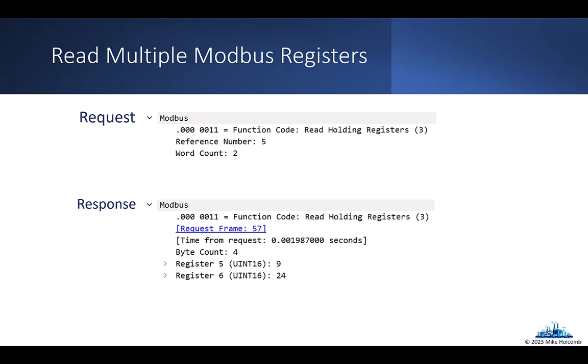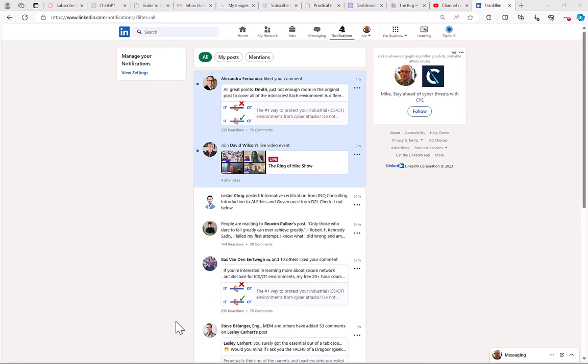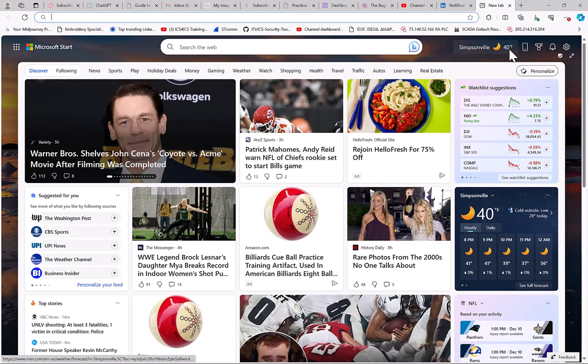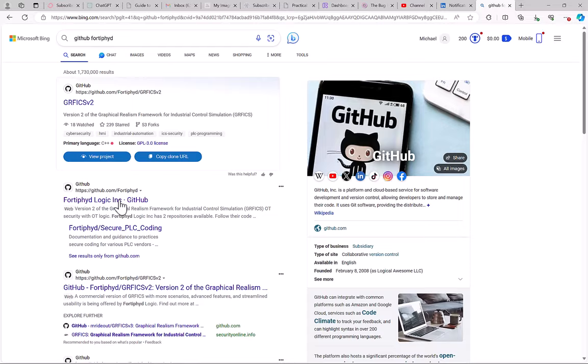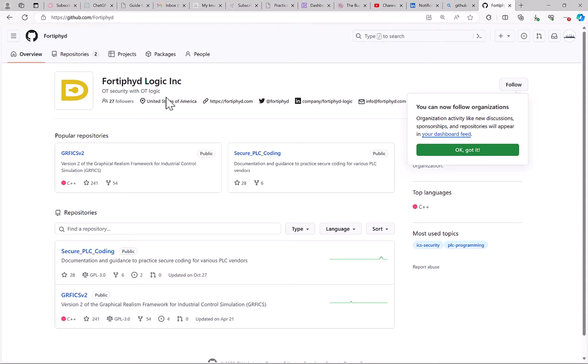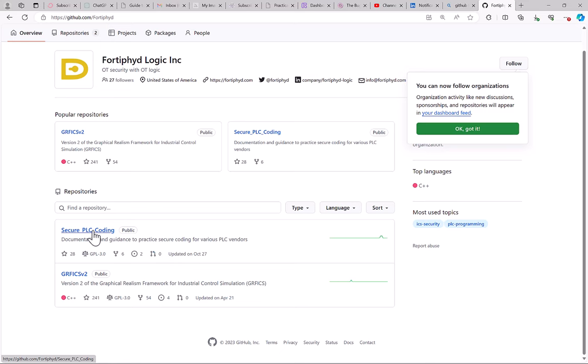In fact, let's just find it real quick. You can see my LinkedIn feed, but we'll do GitHub. I think it's FO4-5, like that. Yeah. I think this is Fortified Logic. Yes, I think this is it. So OT security with OT Logic. I think he also has a new project associated with secure PLC coding. I think he was down at the recent conference in Atlanta talking about that. Here's a graphical realism framework for industrial control.